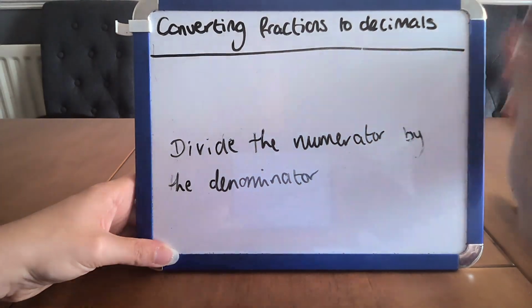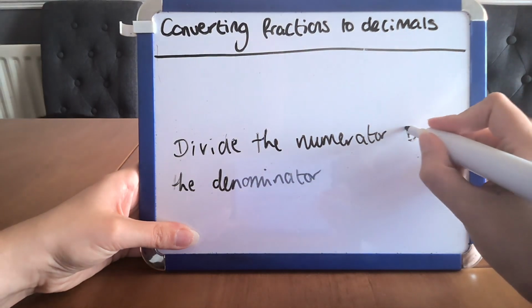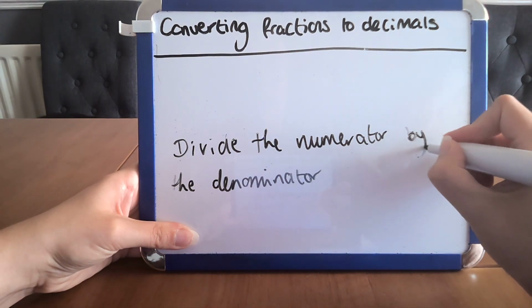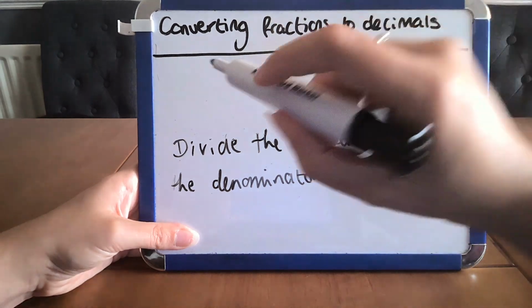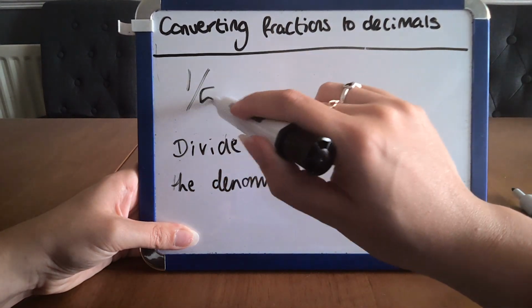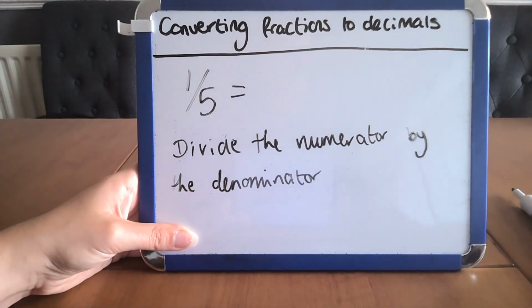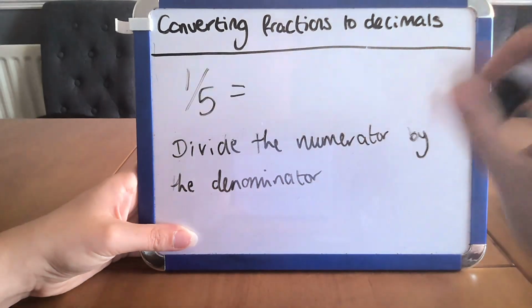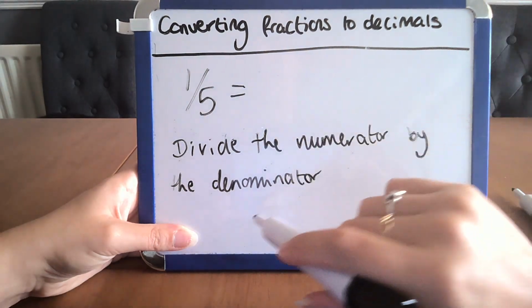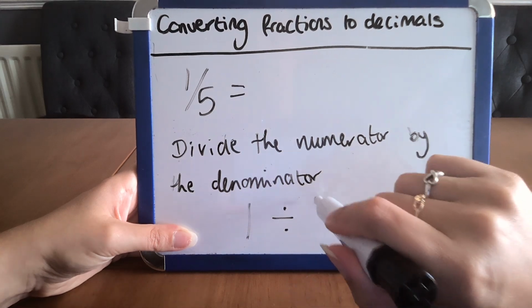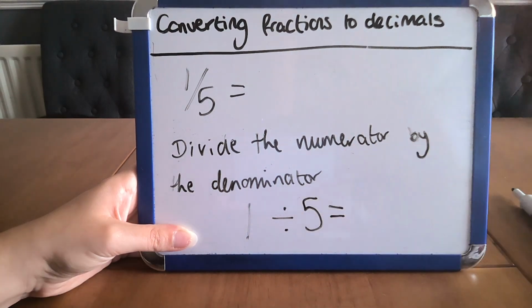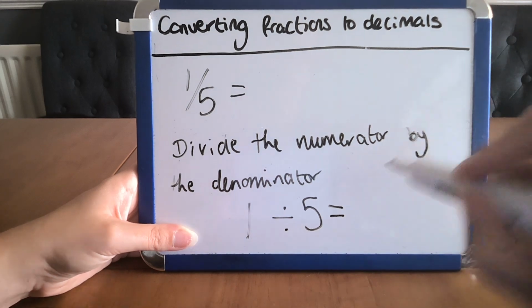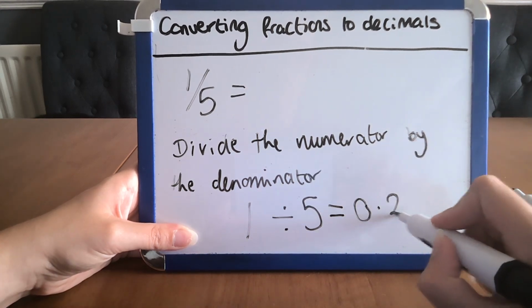Now, some of the questions will be on the calculator paper and you will be able to use a calculator, and it's all still the same method, obviously just using a calculator. So for example, 1/5 equals what decimal? So we take the numerator, divide it by the denominator, and when you put that into a calculator, your answer is 0.2.